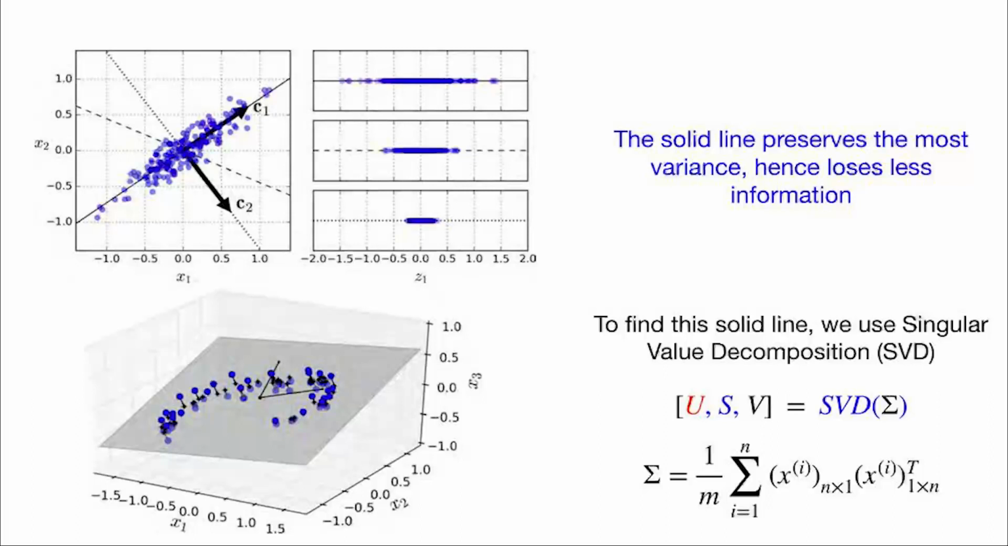PCA does this. PCA finds this line for you and it generates a new feature. And this feature is correlating x1 and x2 into one. Now, two dimensions are converted into one dimension. And this is just one principal component.